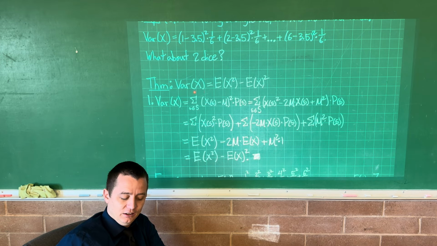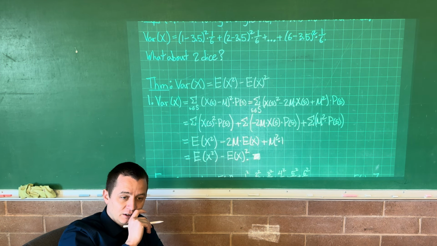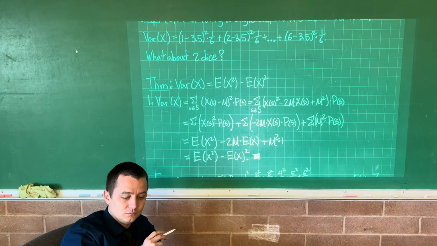So I'm going to prove that the variance of x is just equal to the expected value of x squared minus the expected value of x, squared. Those are not the same thing. One's squaring the function that you're plugging into your expected value. This one over here is mu squared. This one is not mu squared. So very different things.